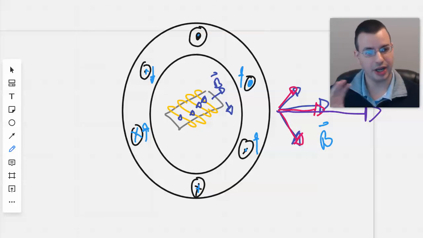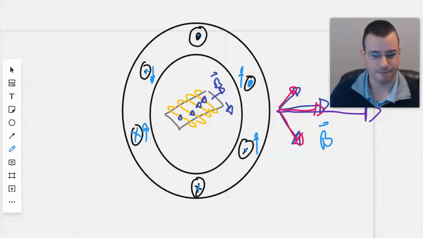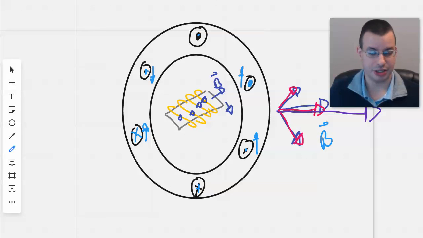Okay, so that's the kind of idea of how we use Lenz's Law and a lot of the other stuff that you learned in actual practical situations. So that's the conclusion of the AP Physics exam review for the electromagnetic portion.